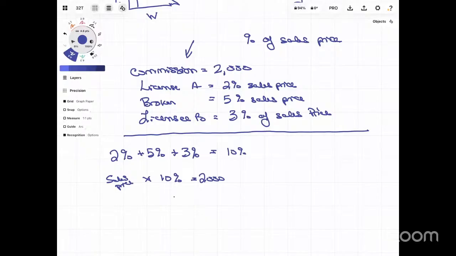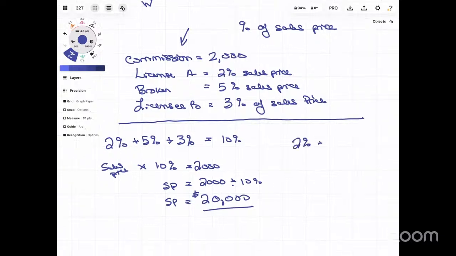So we could solve that and say our sales price must be $2,000 divided by 10%, which is $20,000. So that's the sales price. Well, now we got to figure out if there's a sales price of $20,000, what is 2% of that? What is 5% of that? And what is 3% of that?